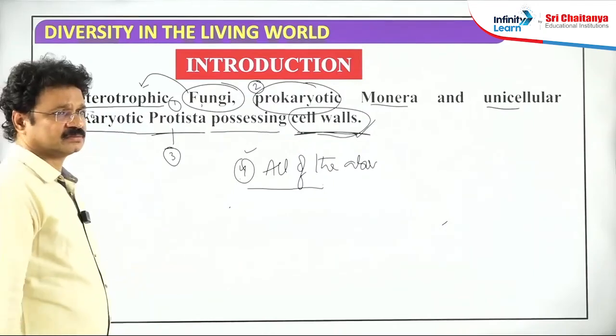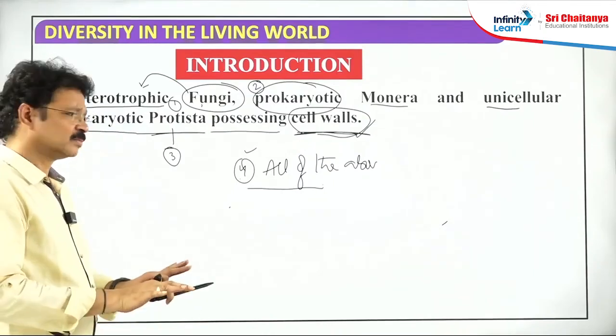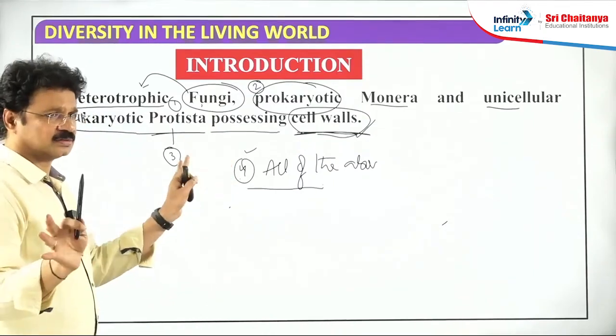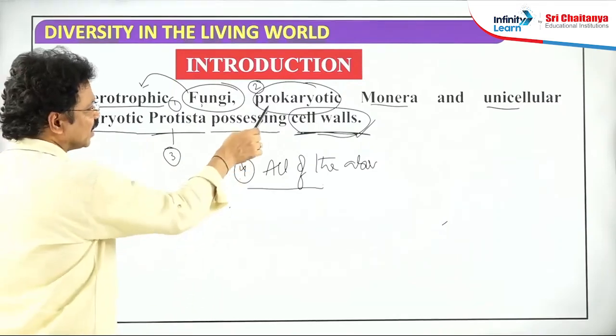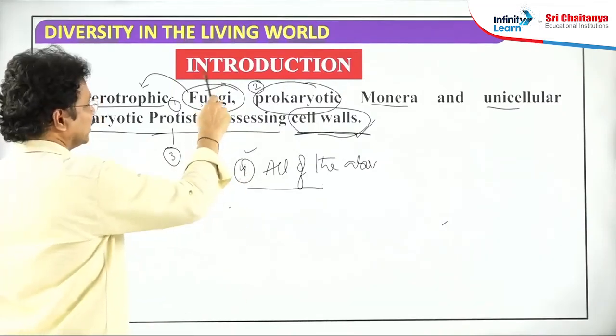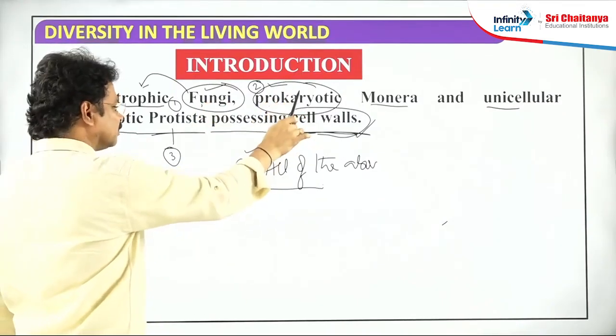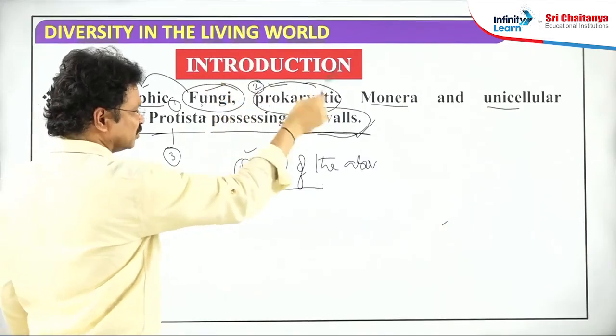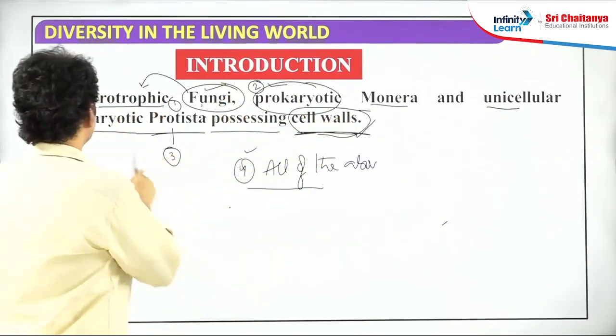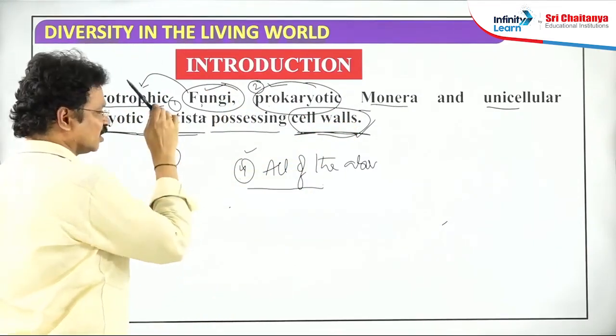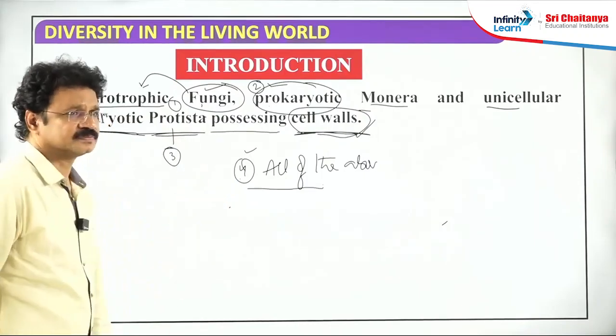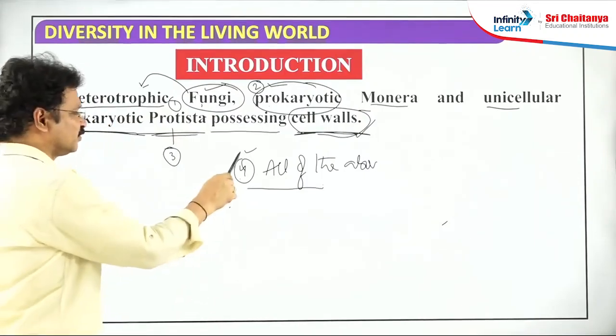Plantae is not mentioned here. There is no doubt plant cells possess a cell wall, but the Plantae option is not given. Okay, fungi, most of the prokaryotes, nothing but Monera, and unicellular eukaryotes like Protista, cell wall is present. So the right answer is the fourth option.